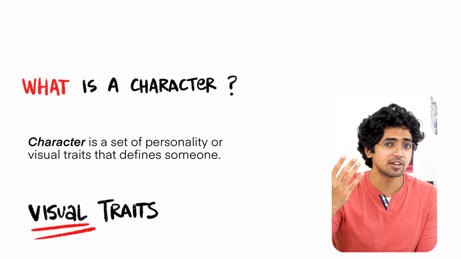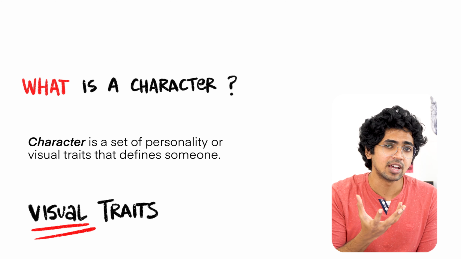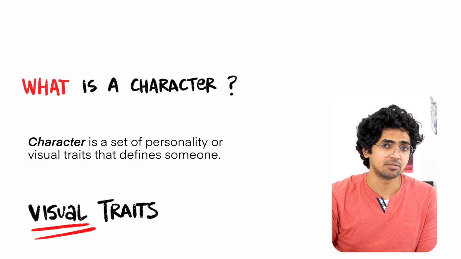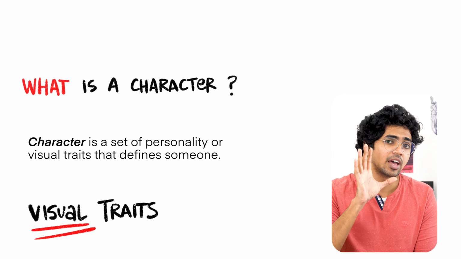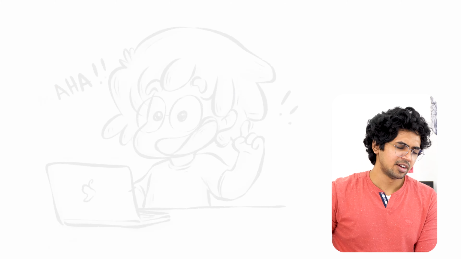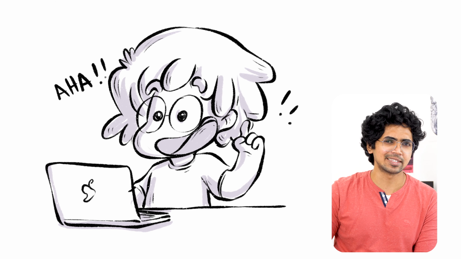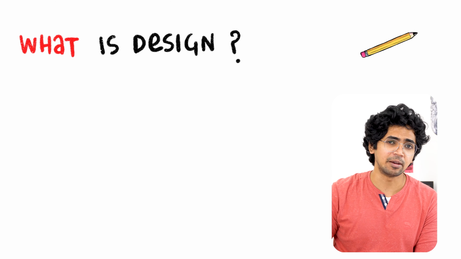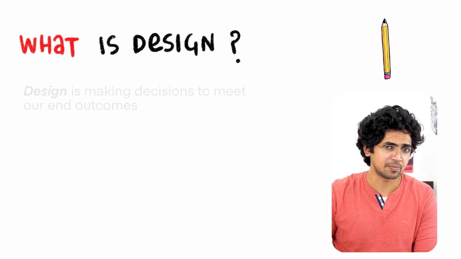So what is a character? It's a combination or a set of personality or visual traits that defines a person. That is a character. Now you're probably like, all right, Keshav, I know what a character is, right? I know what it is. Now tell me what is design. Just quickly, man. Tell me what these things are. Well, what is design, my friend? Well, this is what design is. I'm going to surprise you, actually.